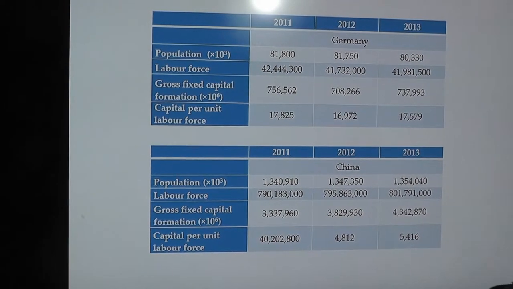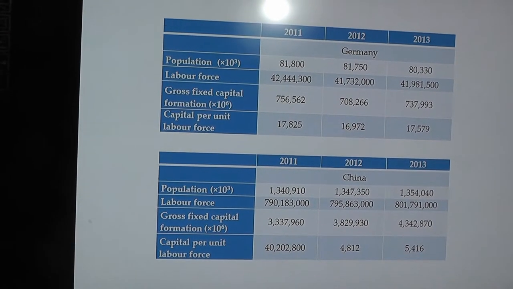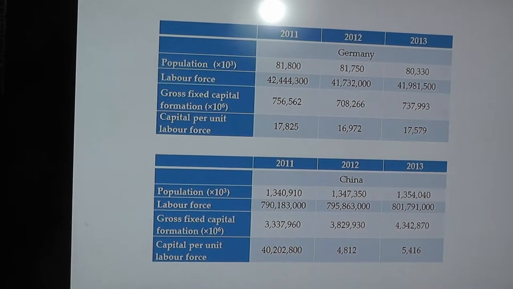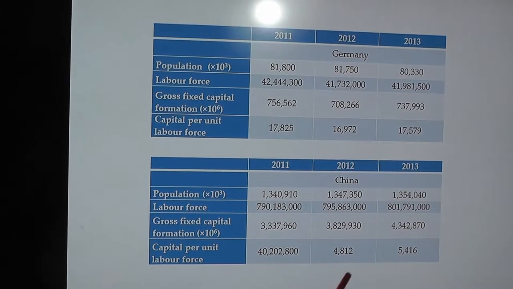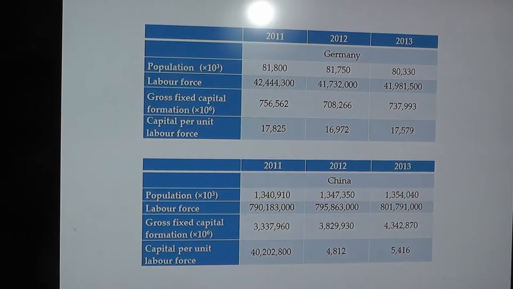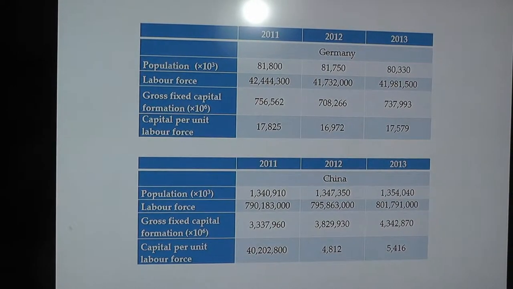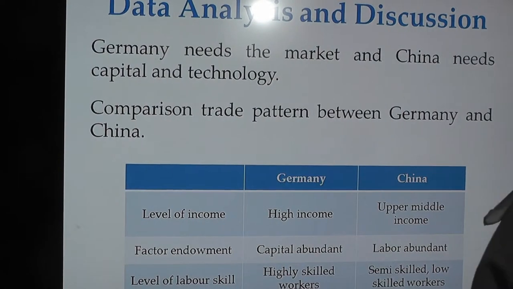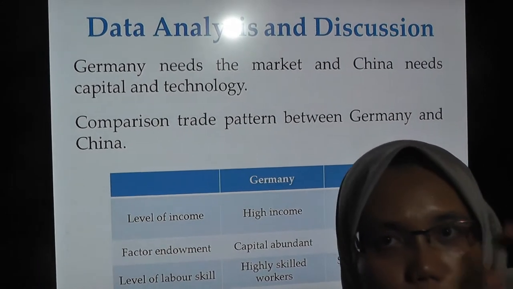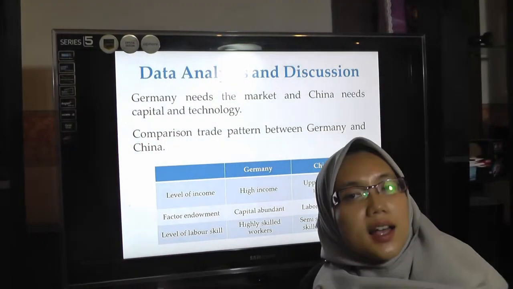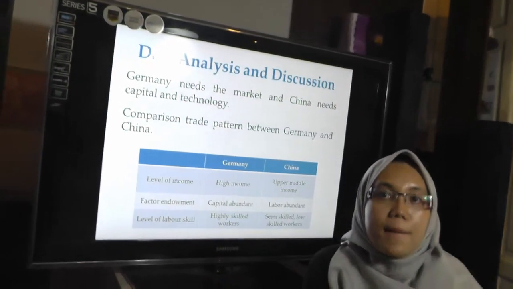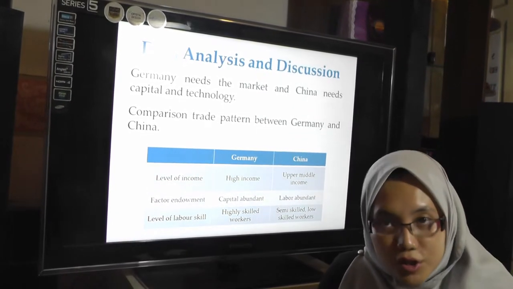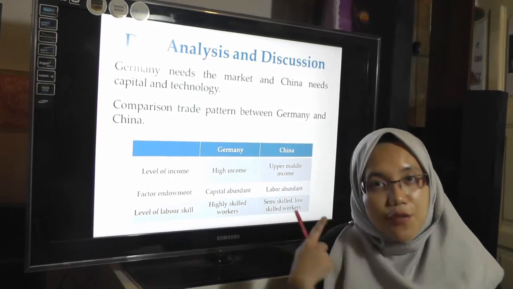Okay, so it shows that Germany is a capital abundant country, so they can produce all those capital intensive products. Comparable to China, they are labor abundant with 1.3 billion population, so they are producing all those labor intensive products. So this is the discussion that we know. There is a quote that Germany needs the market from the bigger population of China, and China needs the technology, the know-how, the expertise from Germany.